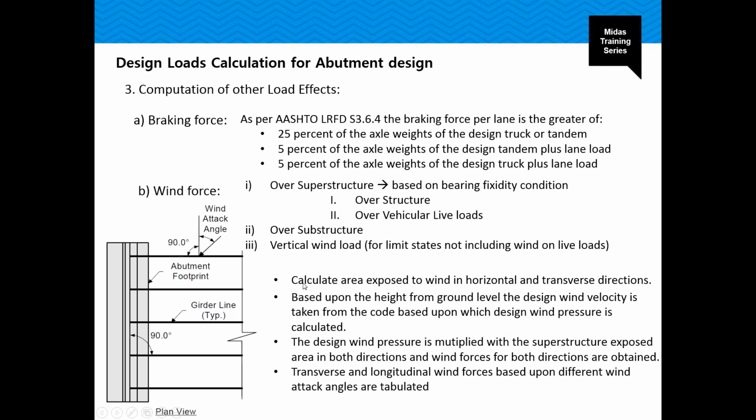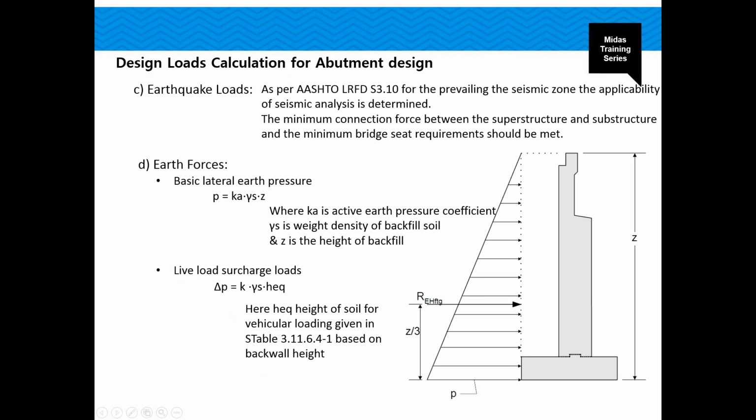So this is the procedure. First, we calculate the exposed area of the superstructure, or if we are taking abutment, and based upon the height from the ground level, we calculate the design velocity and the wind pressure, which is again multiplied with the exposed area, and then we get the final force. Again, for various wind attack angles, we get various forces. So we tabulate the longitudinal and transverse wind forces for different angles.